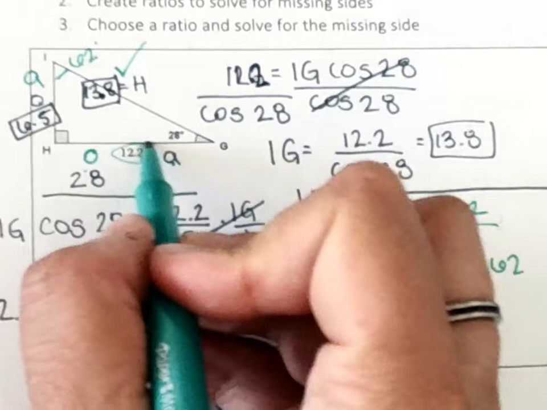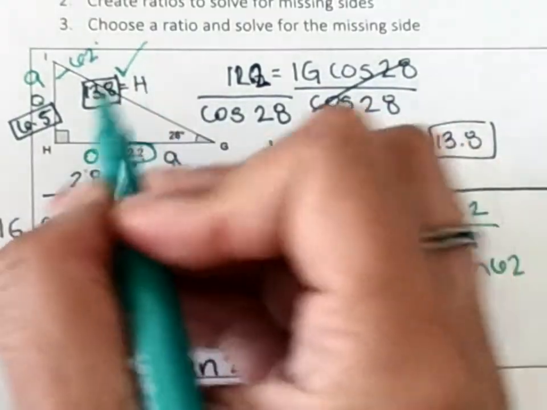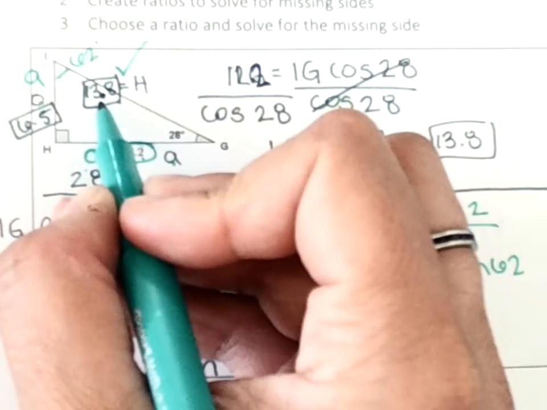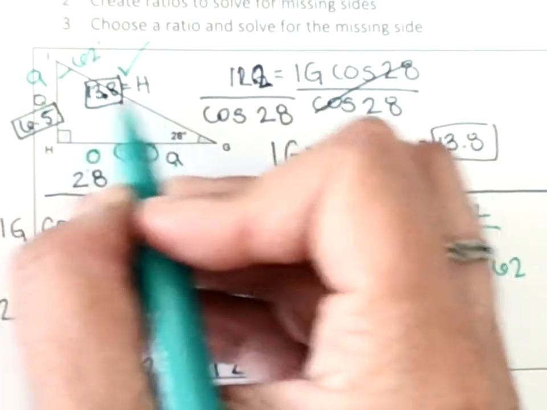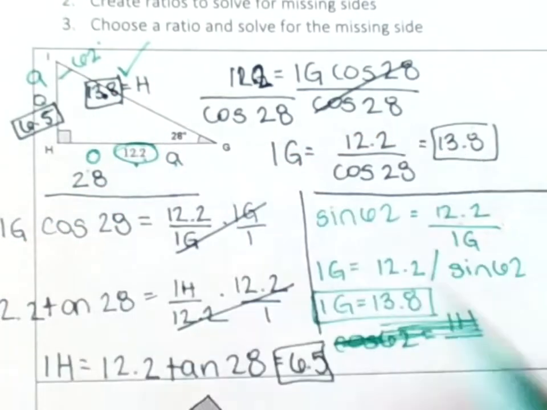We're going to use tangent because I want to continue using 12.2 and not the side that I just found, and that is because I've rounded this. Because I've rounded 13.8, it makes it less accurate. So I want to use the side that I keep referencing.